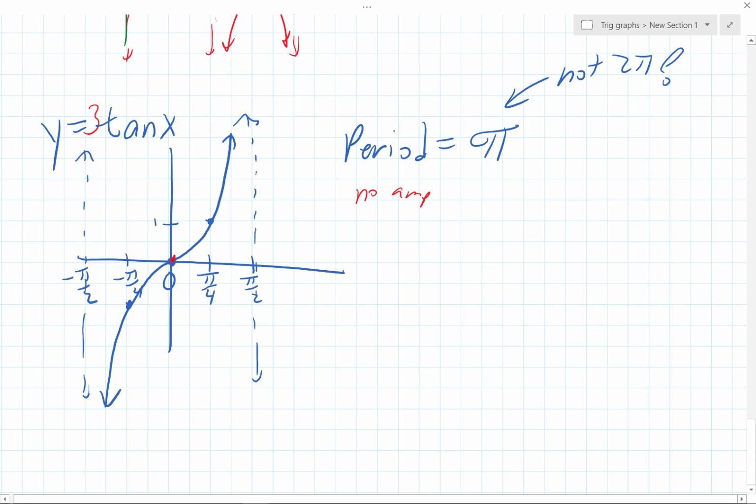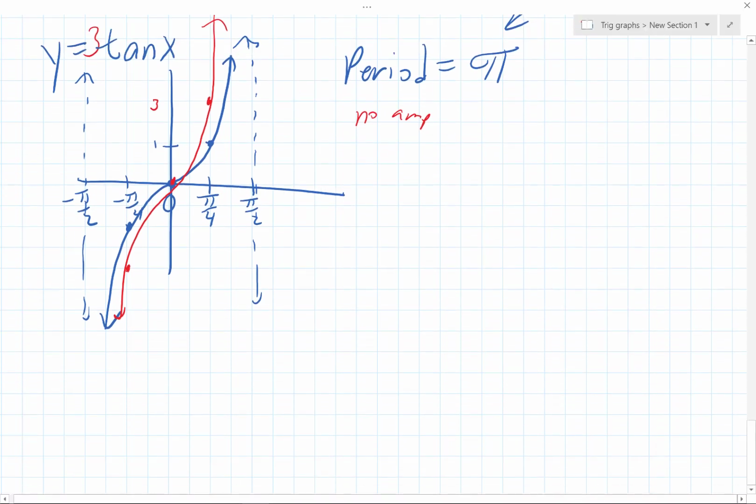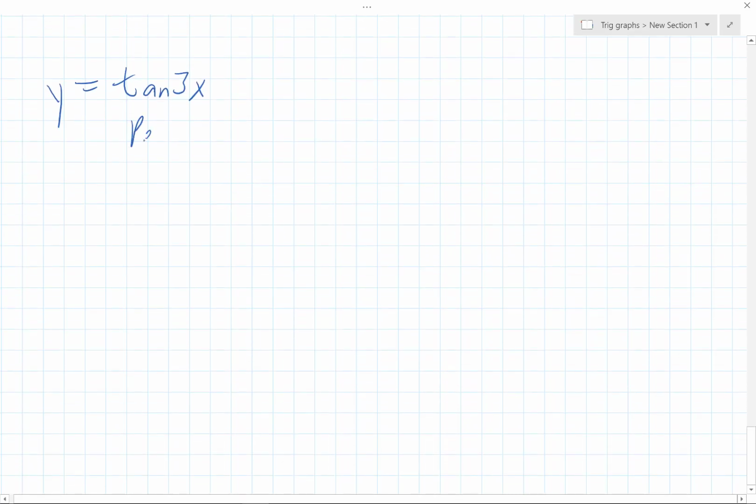So that's not going to change, but the 1 is now going to be up at 3, so it gets stretched, and the negative 1 is down at negative 3. So it's just this skinny guy there. Check. And then if I want to graph y equals tangent of 3x, if I put the 3 on the inside, my new period is not 2 pi over b anymore, just pi over b. So pi over 3.